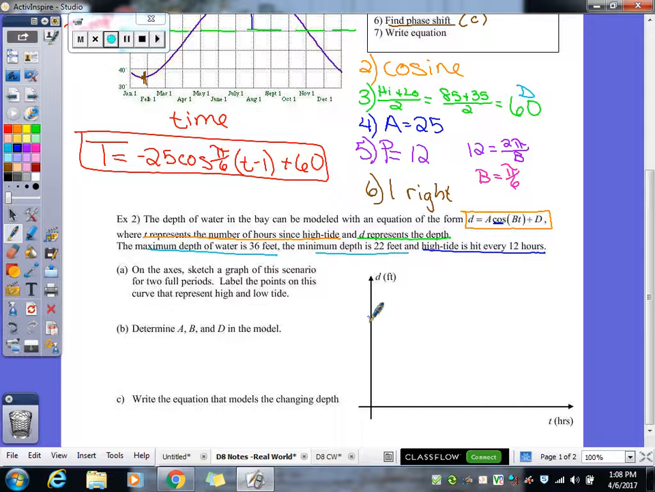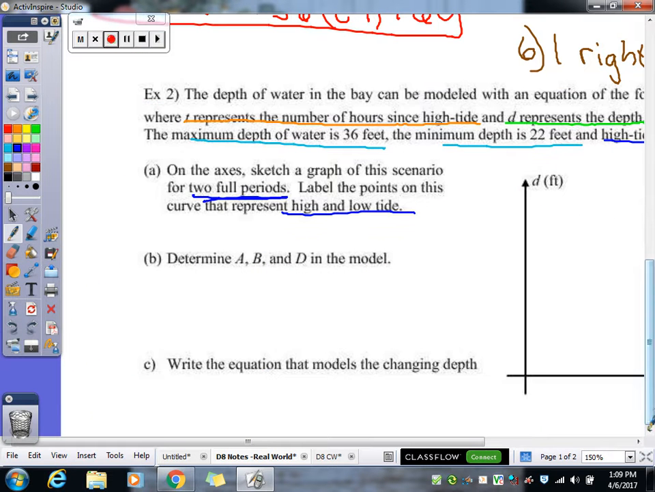So they want us to sketch a graph of the scenario for 2 full periods. Label the points on this curve that represent high and low tide. So we got to remember to go back after we sketch it and label our high tides and our low tides. In order to do that, we're going to have to figure out our A, our B, and our D values. Then we can actually sketch it. So I'm going to make this just a little bit bigger so that people can hopefully see a little bit better.